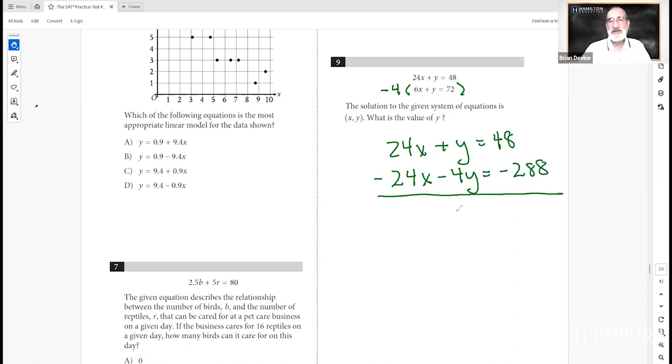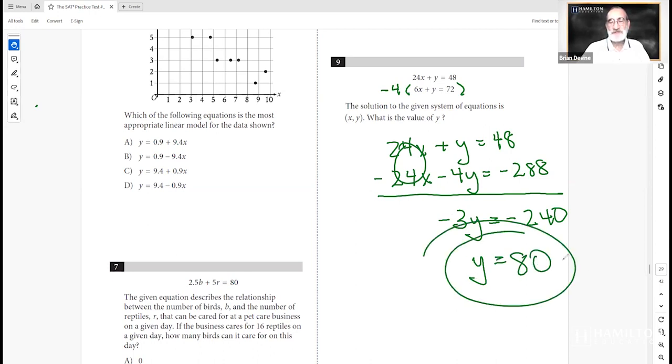I got a calculator, so I can do that quite quickly. And then also I got to do is add these two equations together. Well, this becomes 0, and this becomes -3y, and this becomes -240 when I just add -288 to 48 and -4y to y respectively. And then I divide by -3, and I get that y has to be 80, and that is the correct answer.